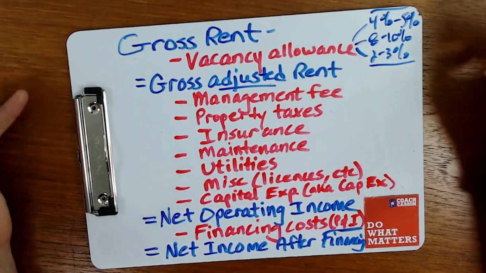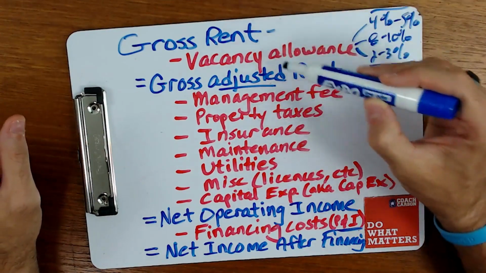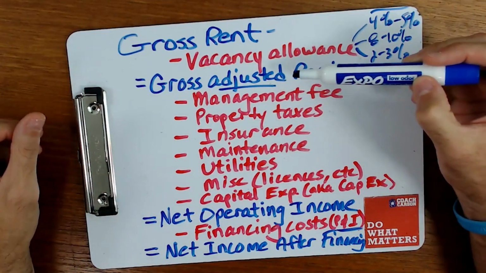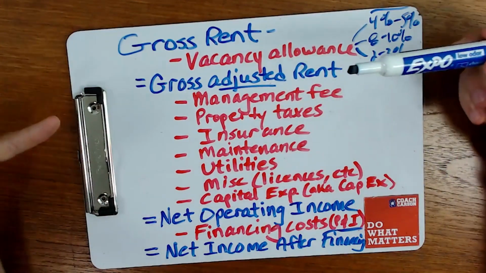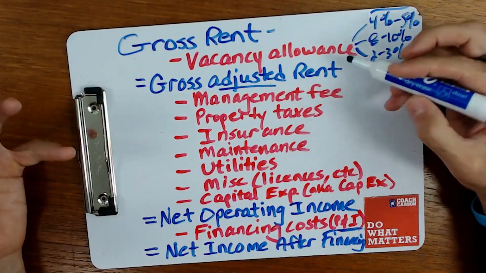If you don't know a number, just plug something in so you at least have some kind of allowance. And what that's going to do is reduce the amount of money that you actually collect in rent. That's called your gross adjusted rent. That's what you'll actually collect. And then you want to start subtracting out your operating expenses. So what do those include?